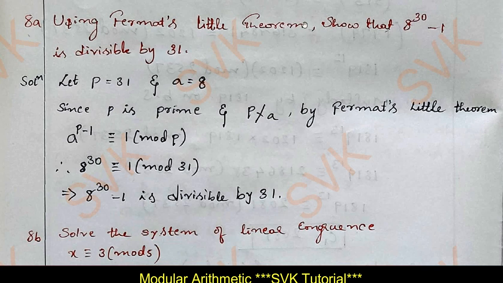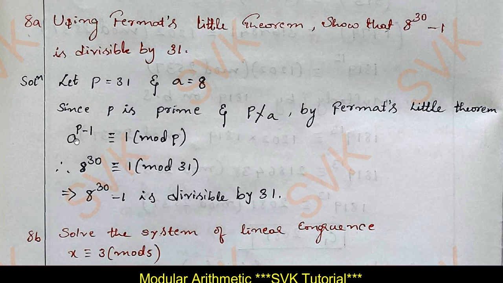So by using Fermat's little theorem, we are required to show that 8 power 30 minus 1 is divisible by 31. So let us consider P equal to 31 and A equal to 8 here. We should know the definition of Fermat's little theorem. You know that if P is a prime and P does not divide A, then by Fermat's little theorem we have A power P minus 1 is congruent to 1 mod P, or it can also be defined as A power P is congruent to A mod P.